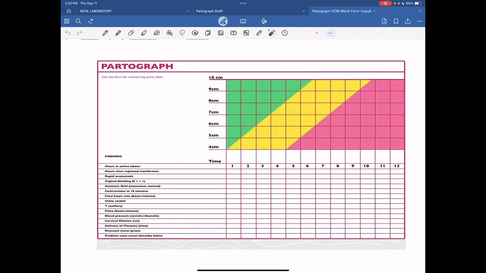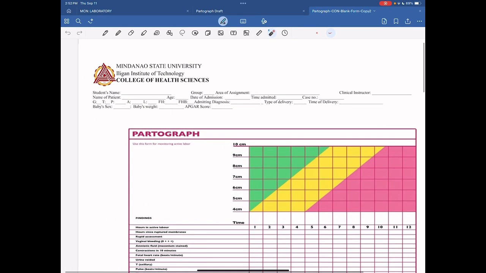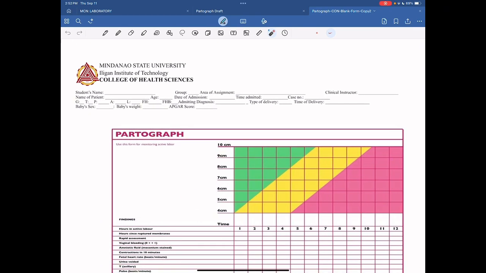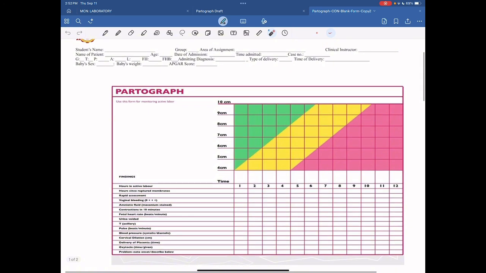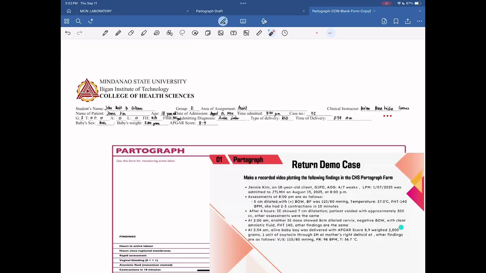Now, the second segment is called the maternal and fetal well-being. So, information about the condition of the mother, such as vital signs, are shown here. Looking at the upper part of this paper, we can see that there are blank portions here. So this area should be filled out first. The information that we're going to be using to fill out this paper is from our case that was given already to us. So let's fill it out first.